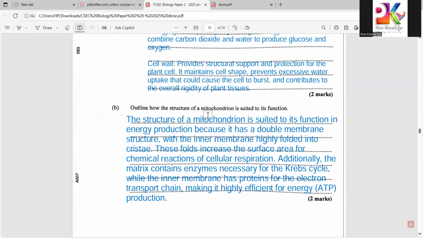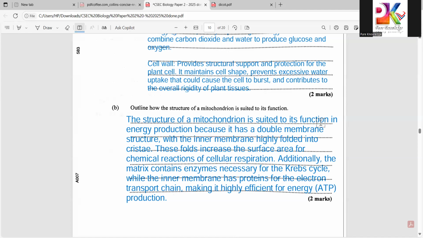The structure of the mitochondria is suited to its function in energy production, because mitochondria is for energy, because it has a double membrane structure. That's for one. With the inner membrane highly folded, it's folded into what we call the cristae, right? And these folds increase the surface area for chemical reactions of cellular respiration, right? So the folds help the mitochondria to respire more, right?